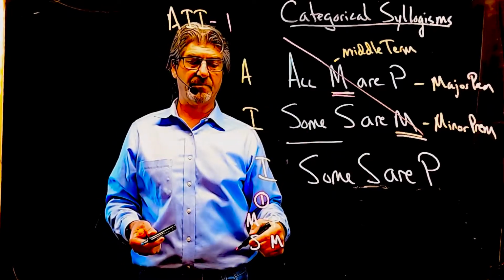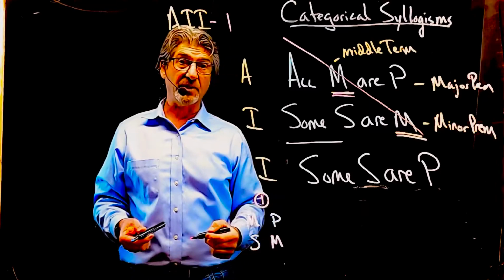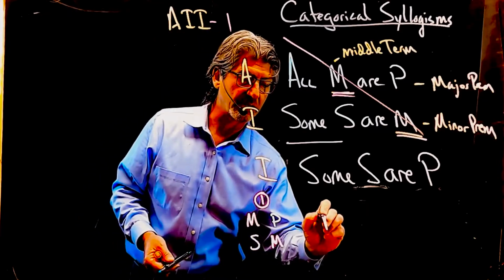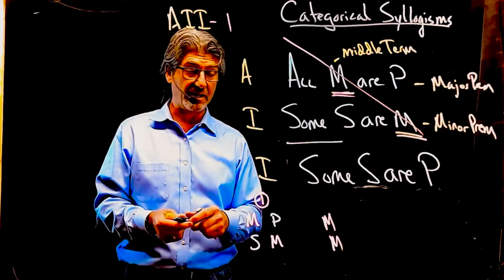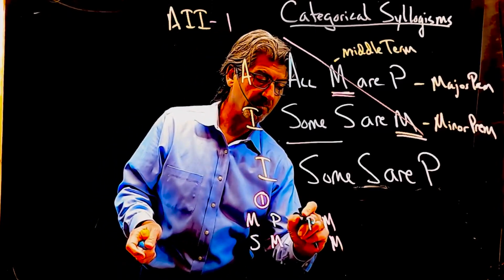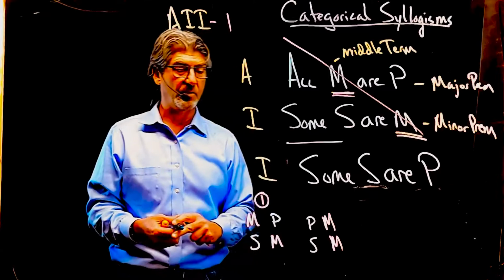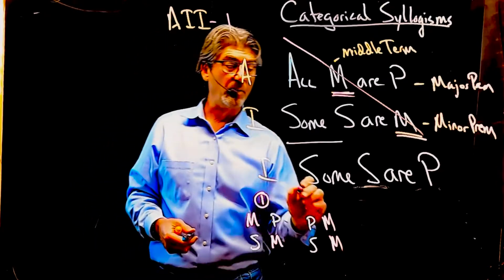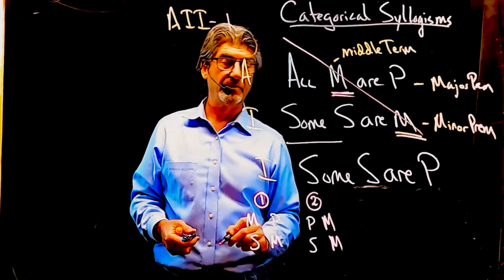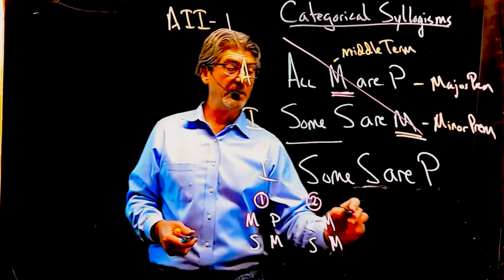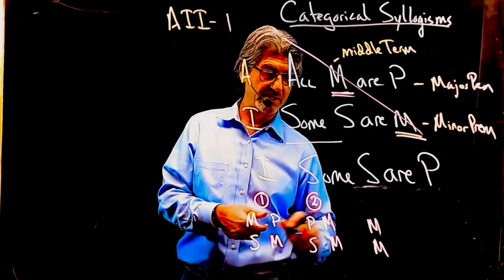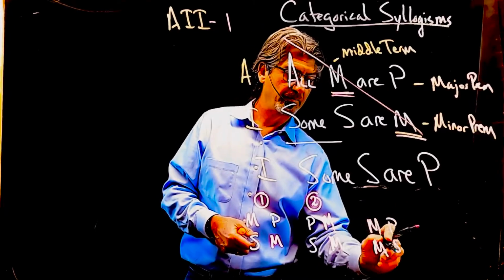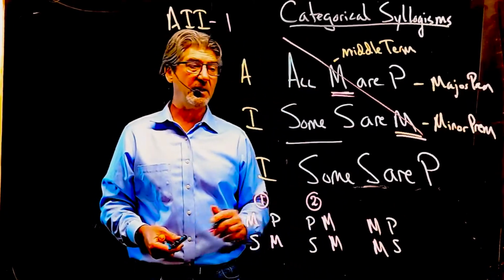figure 1. Now it's possible that your middle term appears in the predicate of the major and the predicate of the minor. Okay? And that would be what we call a figure 2. It could be that the middle term appears in the subject of both the major and the minor premises. And that would be a figure 3.